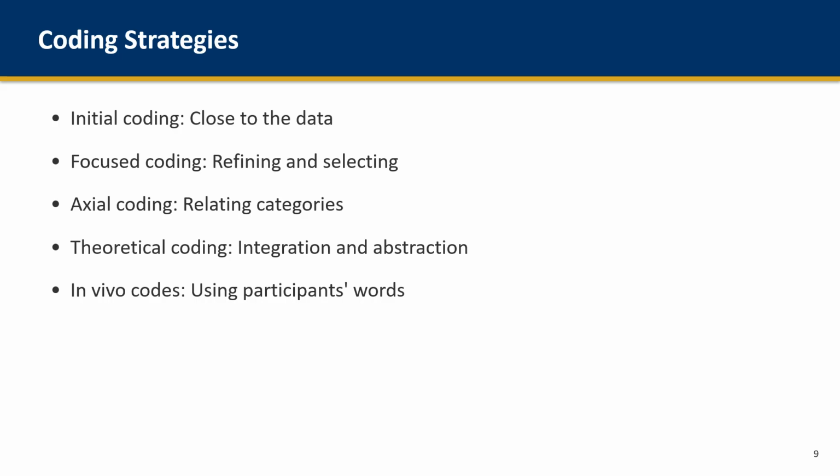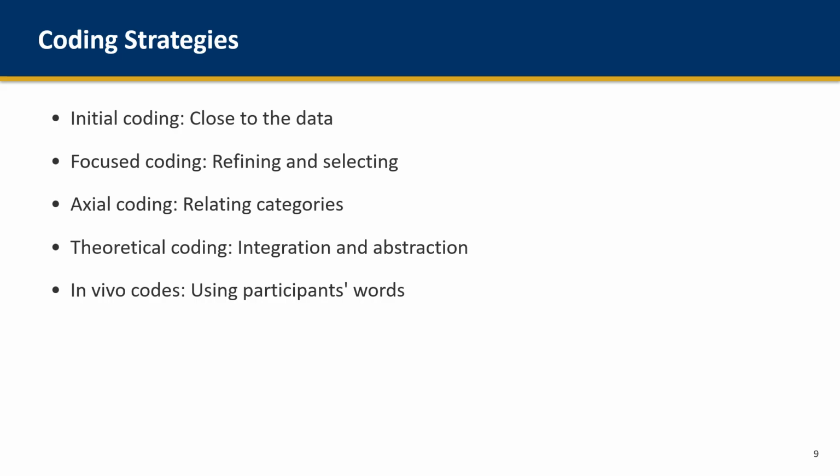Coding is often misunderstood as simple labeling. Actually, it's a sophisticated analytical activity that evolves through stages. Initial or open coding stays close to the data, generating many codes that capture what's present in the text. At this stage, you might code almost every line or small segment. Don't worry about having too many codes or codes that overlap. This stage is about opening up the data to see what's there.